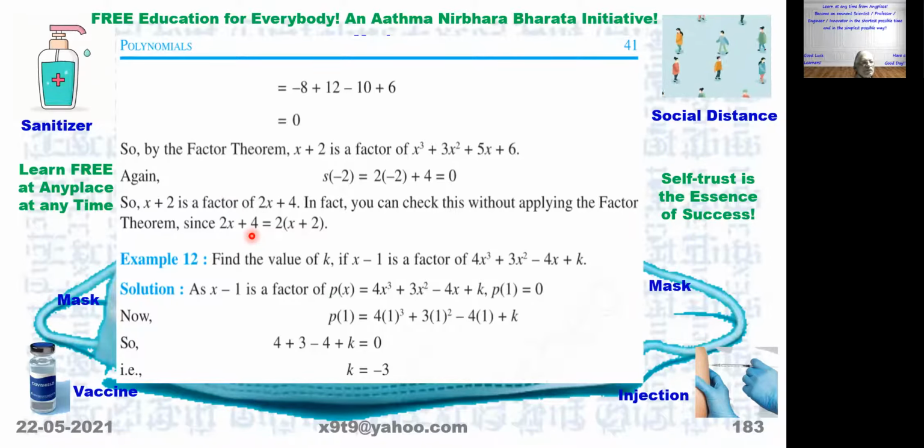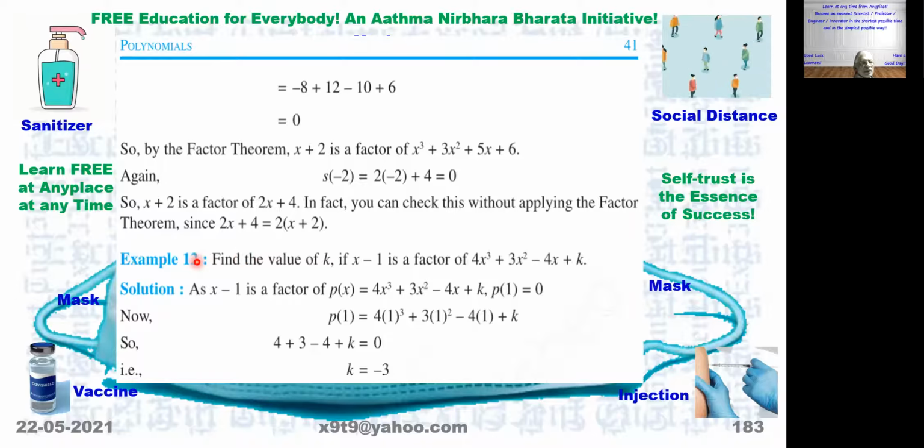However, we can also make 2x plus 4 equal to 0. So we'll get x is equal to minus 4 by 2, or minus 2. And since p of minus 2 we have already worked out, which is equal to 2 into minus 2 plus 4 equal to 0. So therefore, we find that x plus 2 is a factor of 2x plus 4, and also x plus 2 is a factor of the given polynomial x cube plus 3x square plus 5x plus 6.